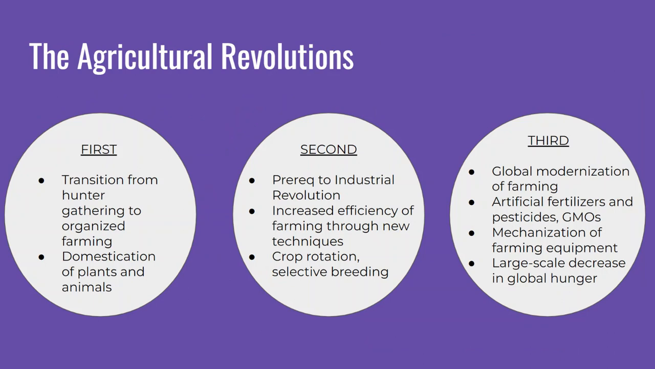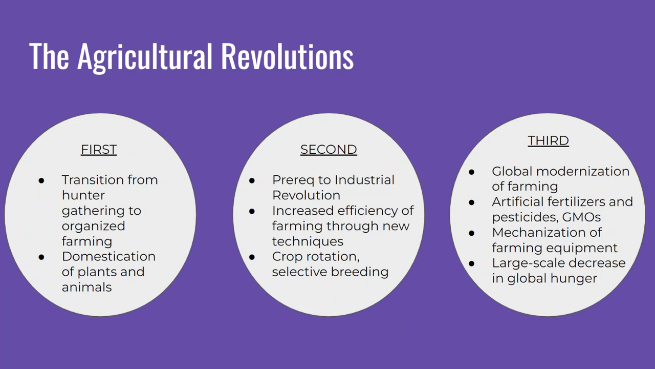The second agricultural revolution was the prequel to the Industrial Revolution, with increased efficiency of farming through new techniques, such as crop rotation, selective breeding, and so on and so forth.